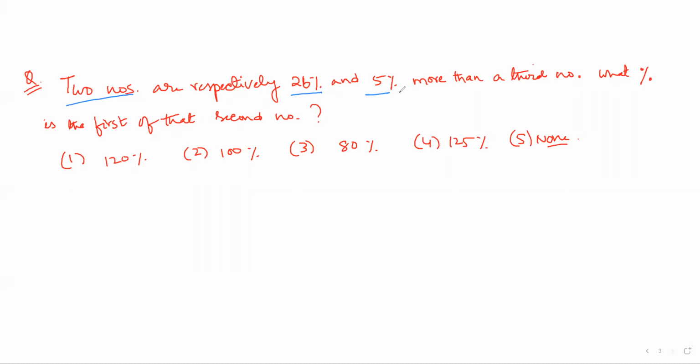The numbers are not given, but the question is saying that the two numbers, let's say first number and the second number, are 26% and 5% more than a third number, right? Okay, so we have first number, second number, and third number. The first number is 26% more than the third number. The second number is 5% more than the third number. Now we have to find what percent is the first of the second. So first with respect to second.